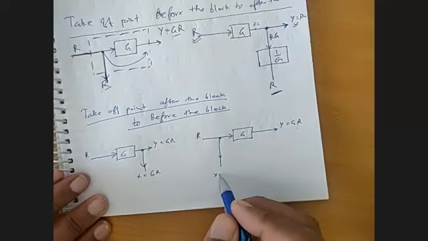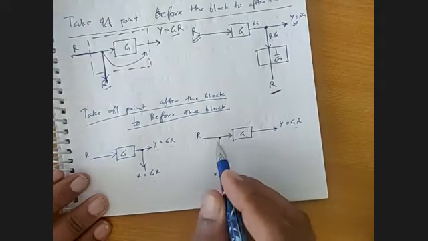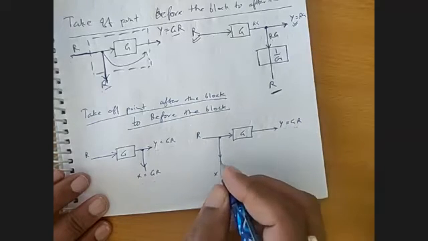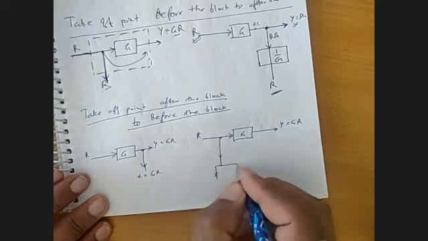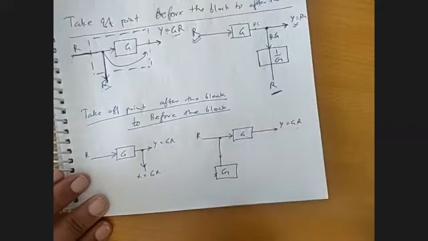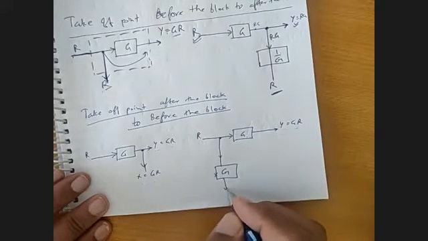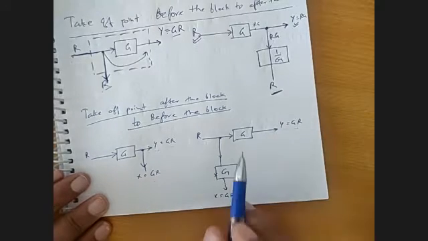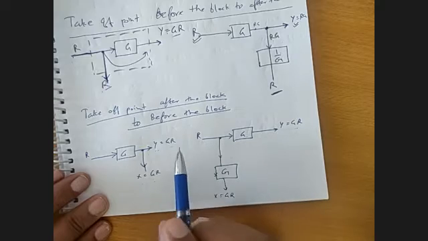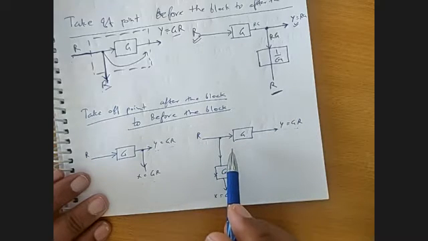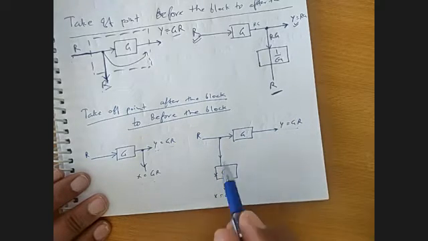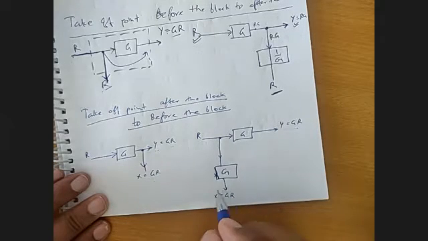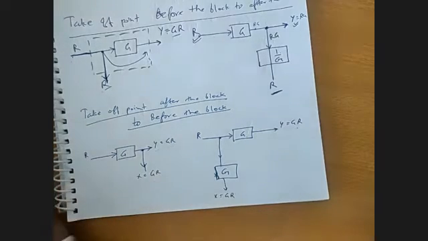But here X will become R because there is no block connected in this line. So for making X the same as the previous case, we require that we connect a block G here, and then X will become G into R. So this will become a takeoff point. Whenever a takeoff point is shifted before the block, then that feedback path takeoff point is required to be connected with a gain G in the system.